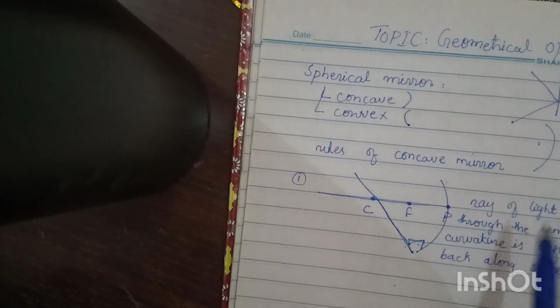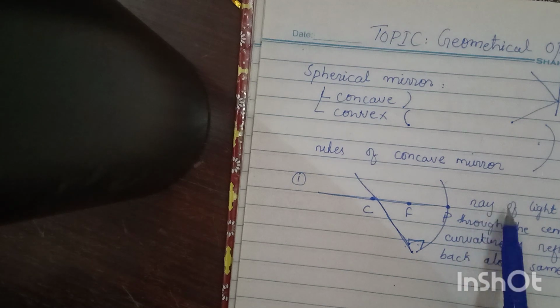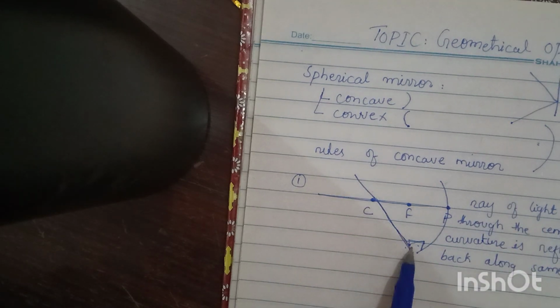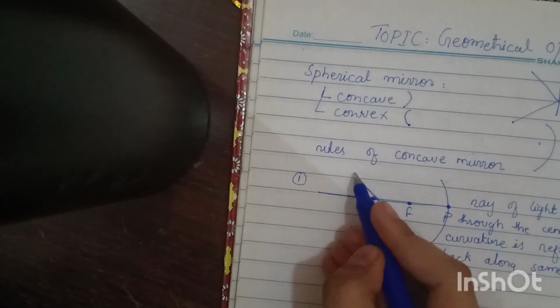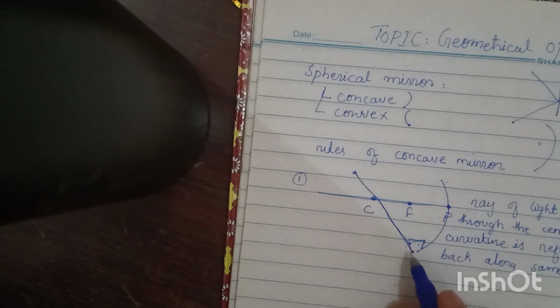So what the rule is saying to us is, the ray of light passing through the center of curvature is reflected back along the same path. For example, the light is coming from here, so it follows the same path again. So this is called the first rule of concave mirror. Now talking about the second rule.